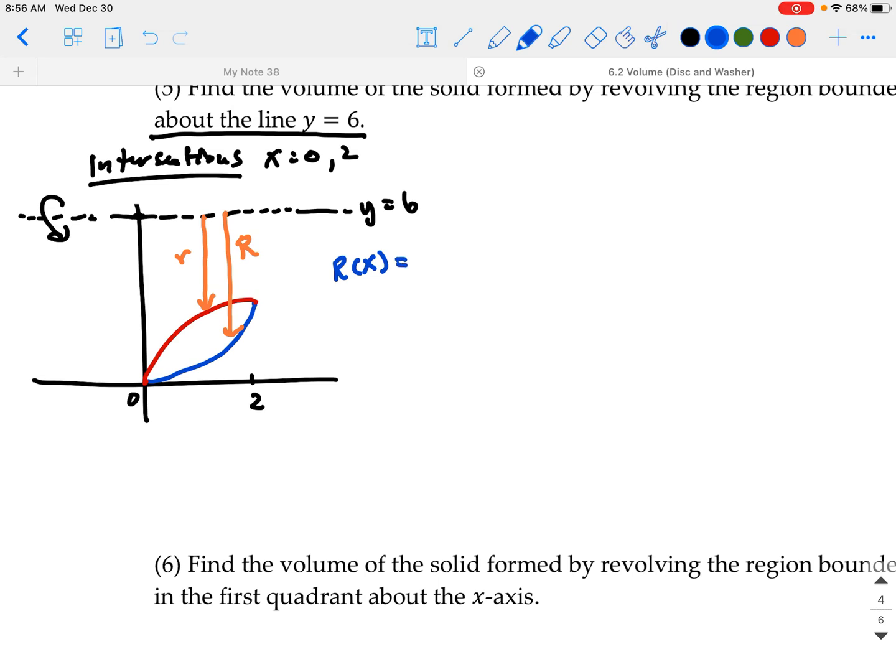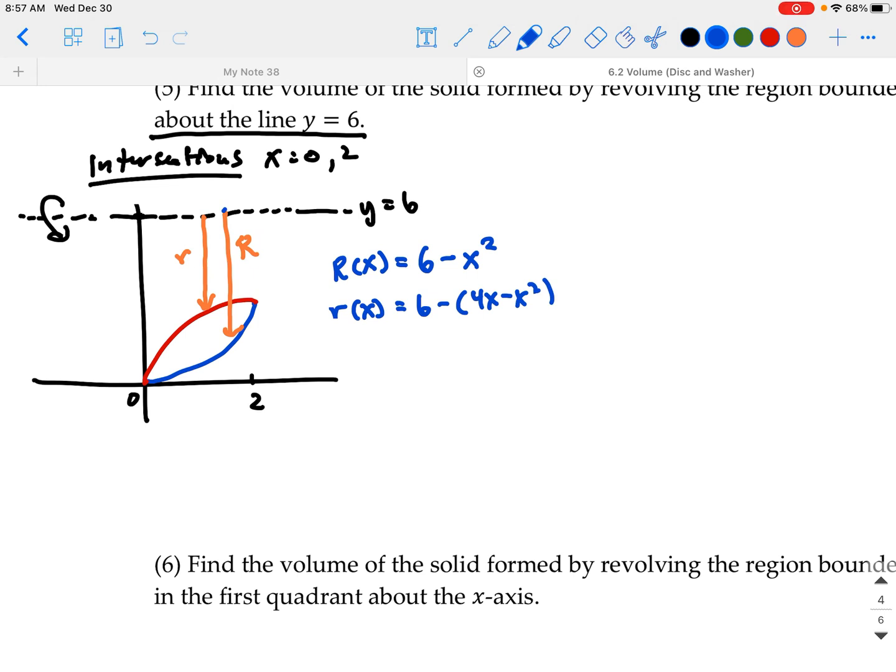So r of x, now note we're measuring from above, we're not measuring from 0. So we're measuring from 6, which means we need to do a top minus bottom calculation for each one of these. So capital R is going to be 6 minus our curve, x squared. So you can think of it this way. If this length is 6 and this length is x squared, then the height is going to be 6 minus wherever x squared is located. So it's going to be the difference in height between your axis of revolution and that curve, which means little r of x is going to be 6 minus 4x minus x squared.